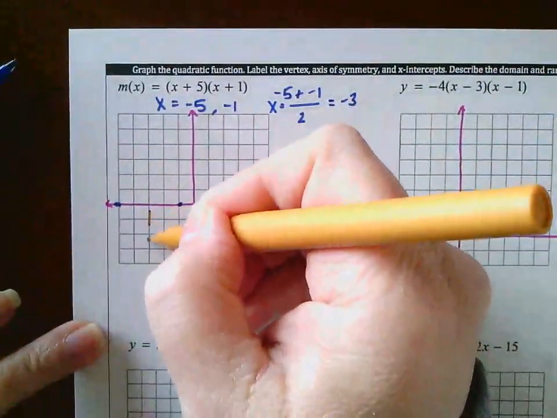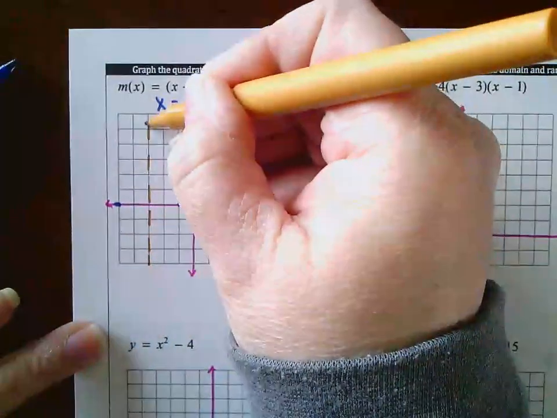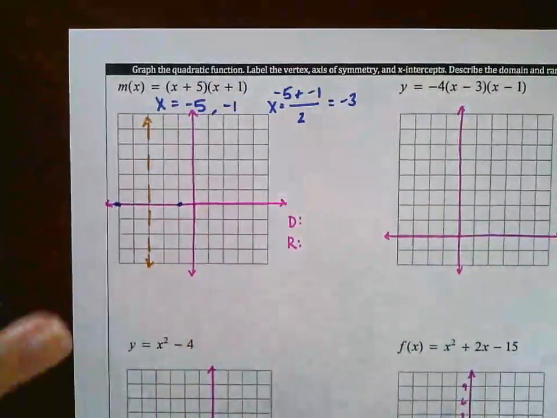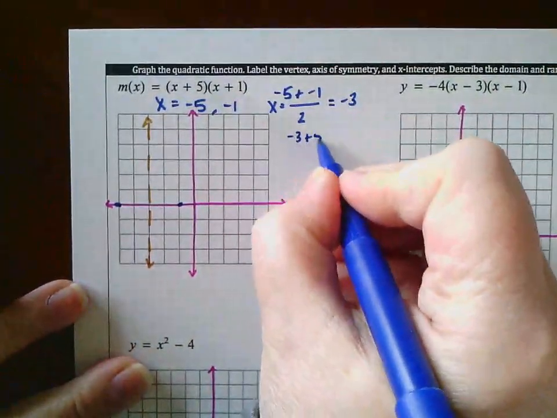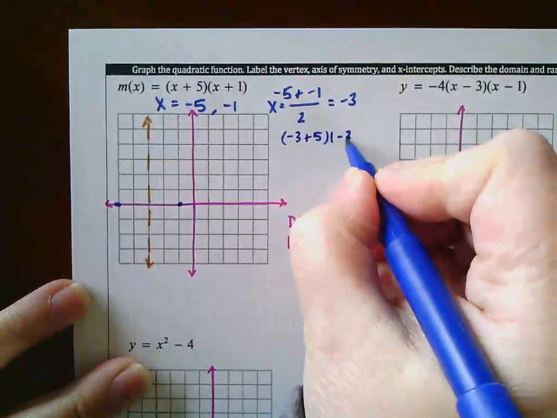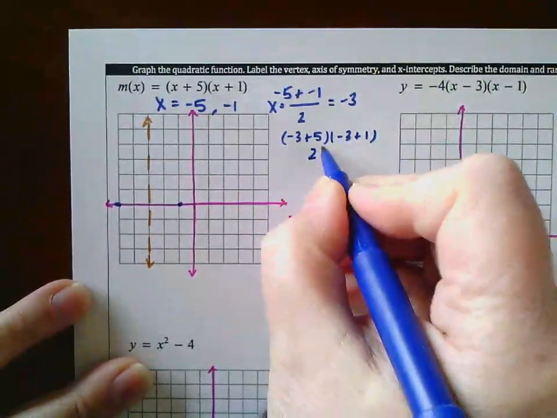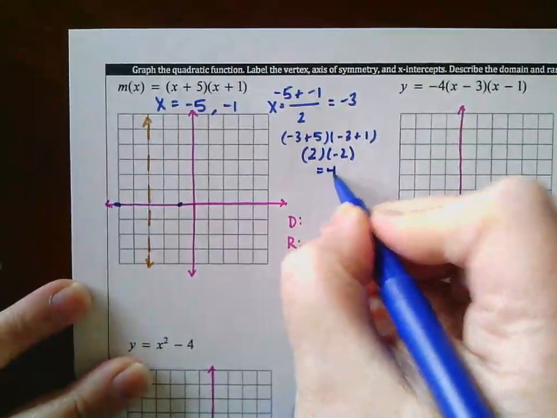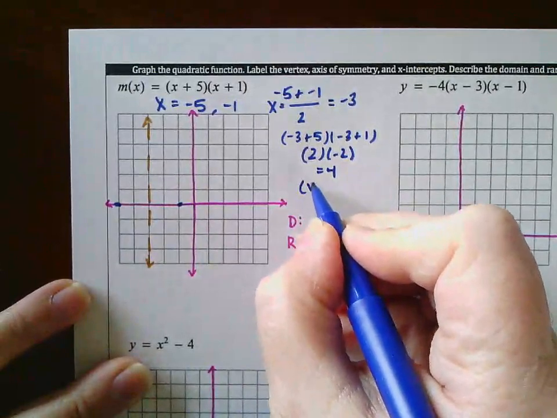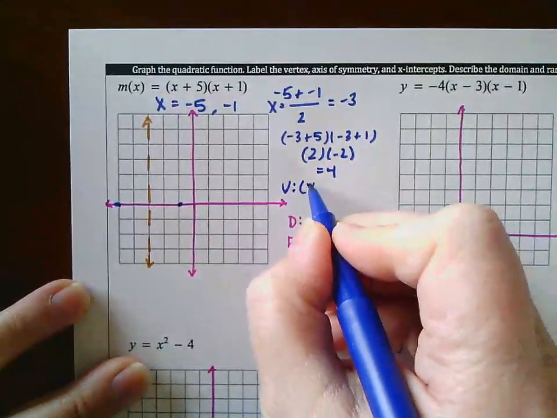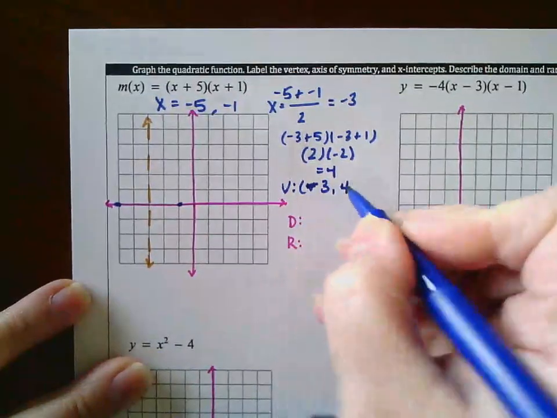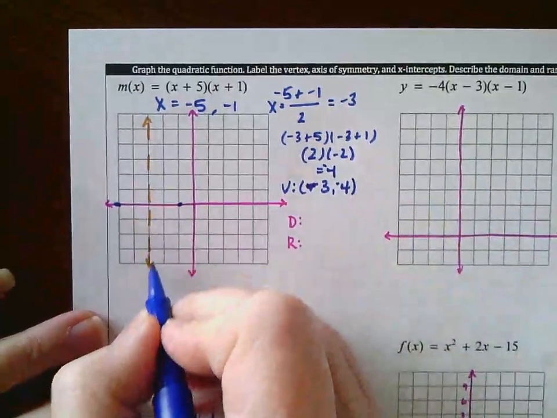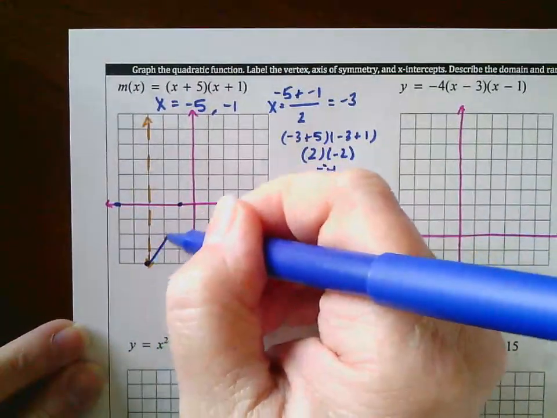Let me use a different color here. So what is the value of this at -3? Well, -3 plus 5 times -3 plus 1 is 2 times -2, or -4. So my vertex, I'm just going to put a V there, is -3, -4. Should have put a negative there. So -3, -4 is right here. And then you can see your graph.